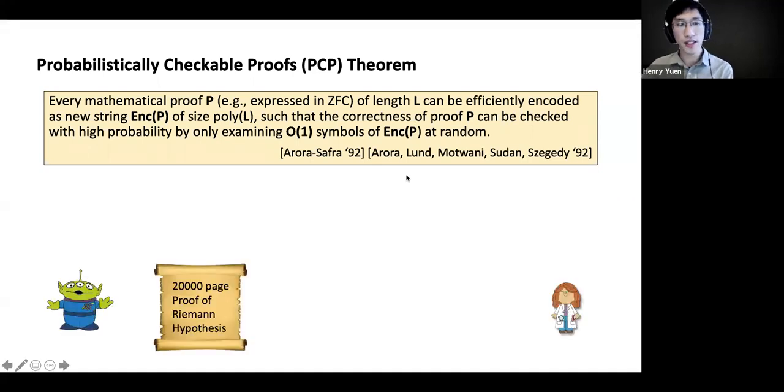In pictures, let's say that one day some aliens came down to Earth and they claimed to have an enormous proof of the Riemann hypothesis. And of course, we would be very, very interested in learning about it. But this proof is inscrutable.